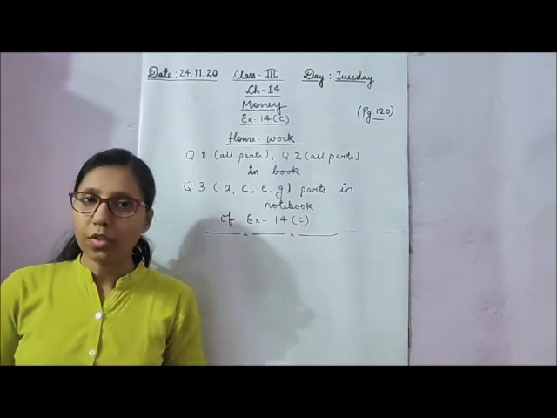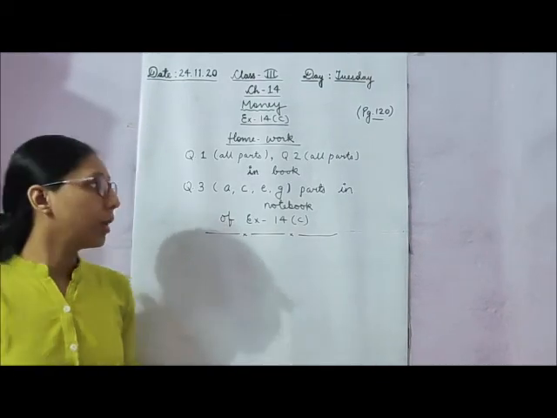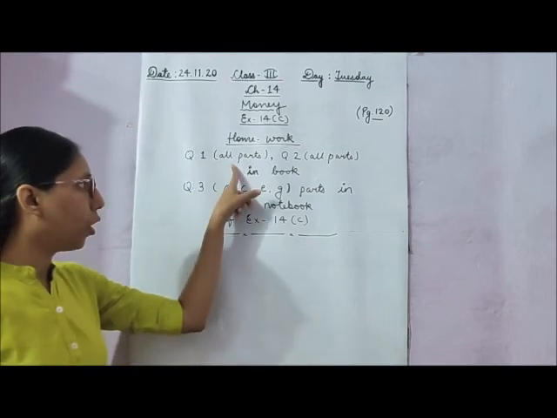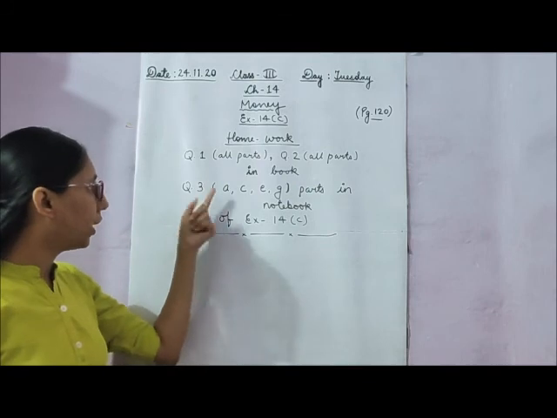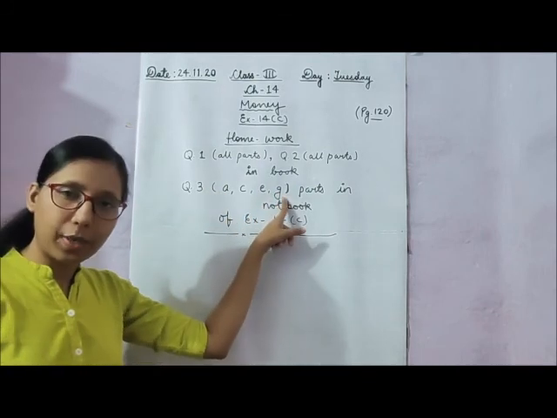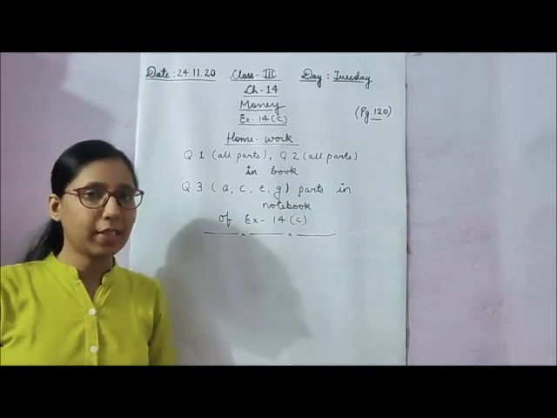Children, I hope you understood how to multiply money. So here is your homework. You have to do question number 1 all parts and question number 2 all parts in your book only. And question number 3 only A, C, E and G parts you will do in your notebook of exercise 14C.